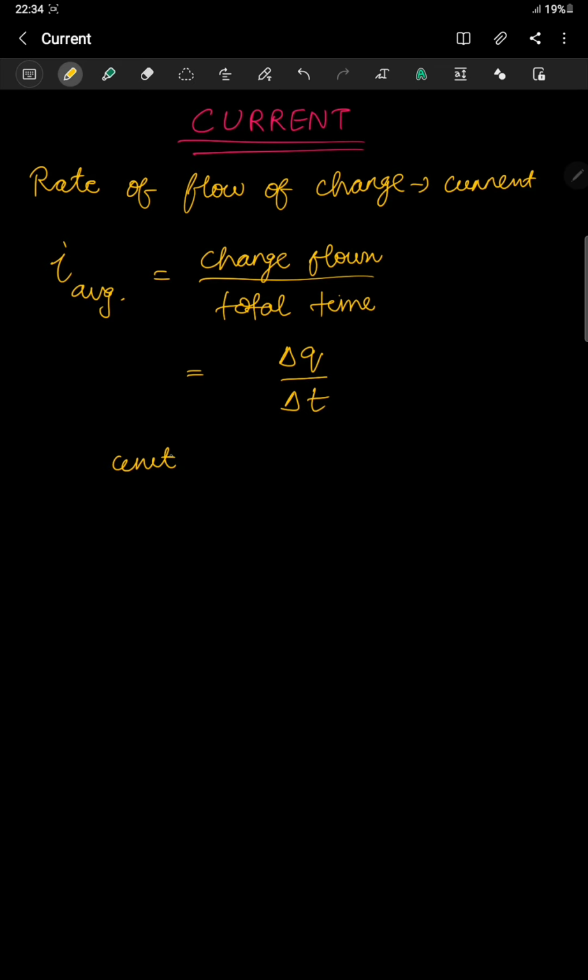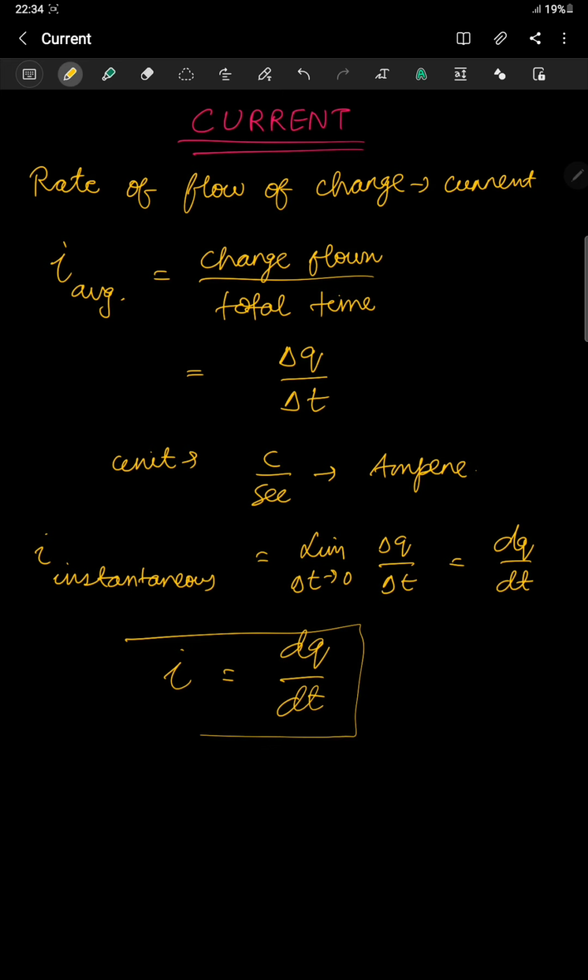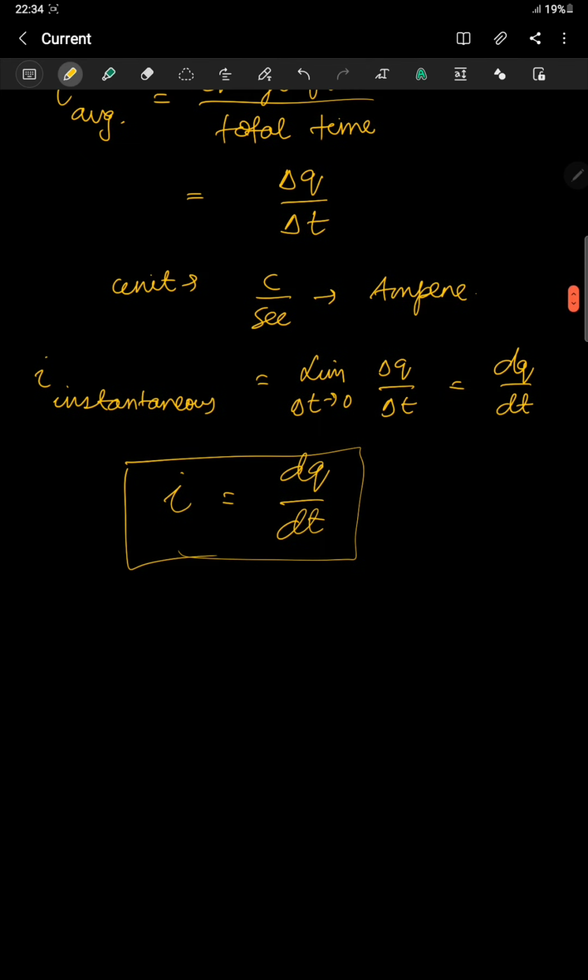What will be the unit? Unit is coulomb per second, which is written as ampere. Okay, then what about I instantaneous, the instantaneous value of current? It will be the limit delta t tending to 0 of delta q by delta t, which is dq by dt. So I is equal to dq by dt, the formula which we write. This is your instantaneous current, not your average one. Then, is current a scalar quantity or a vector quantity? It is a scalar quantity.